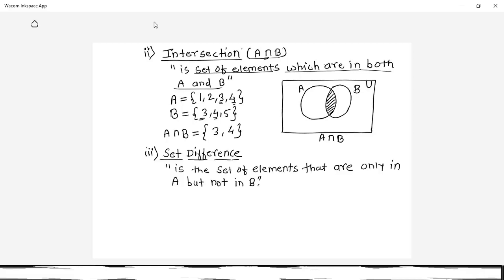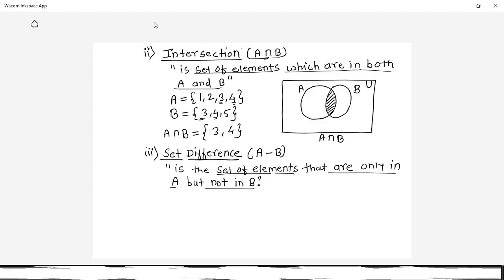The next operation is set difference, which is denoted by A minus B. Set difference is the set of elements that are only in A but not in B. That means set difference contains only the elements of set A which are not in set B.